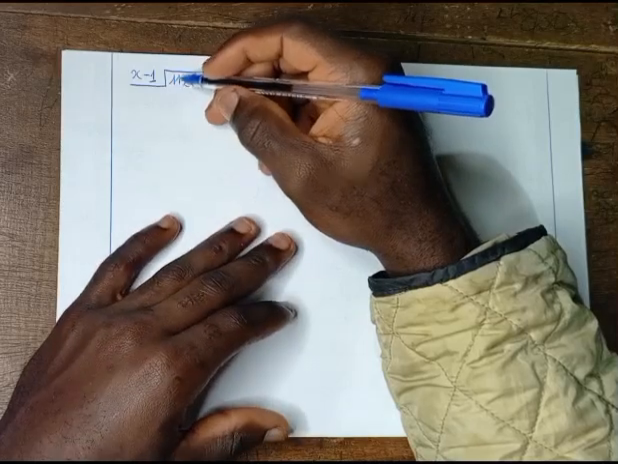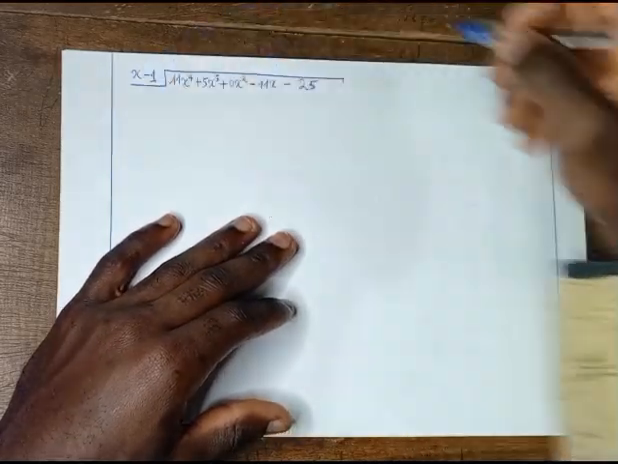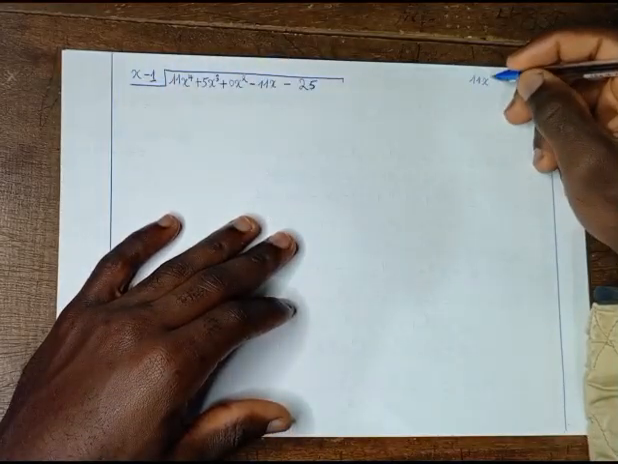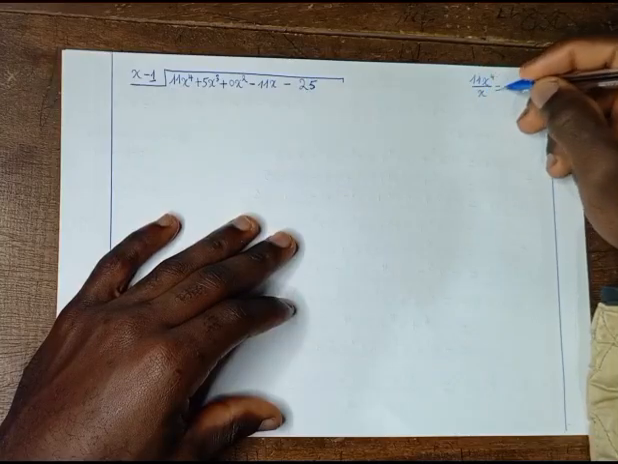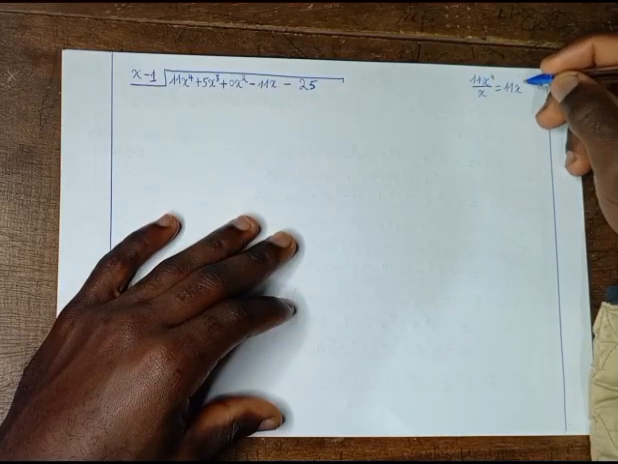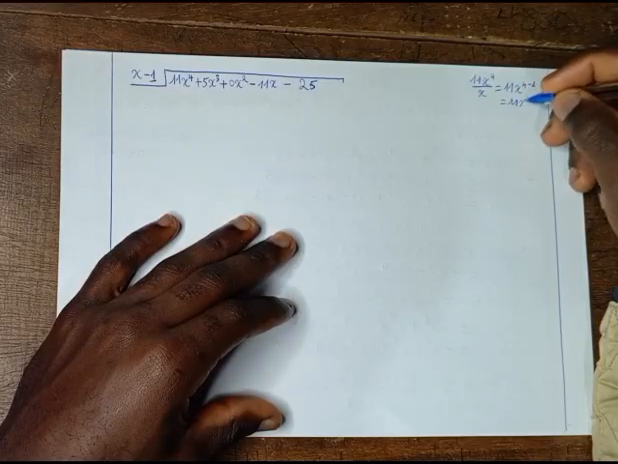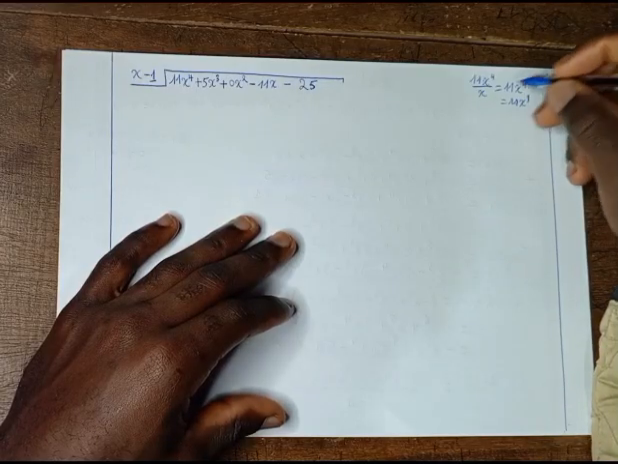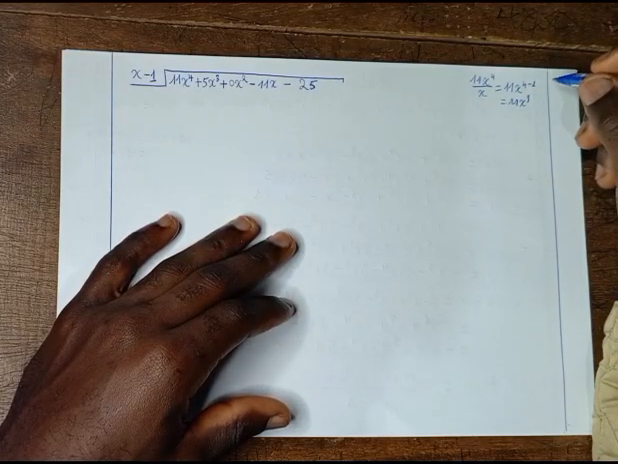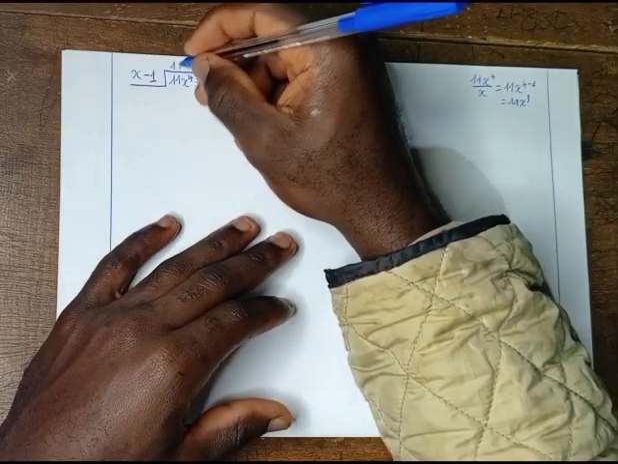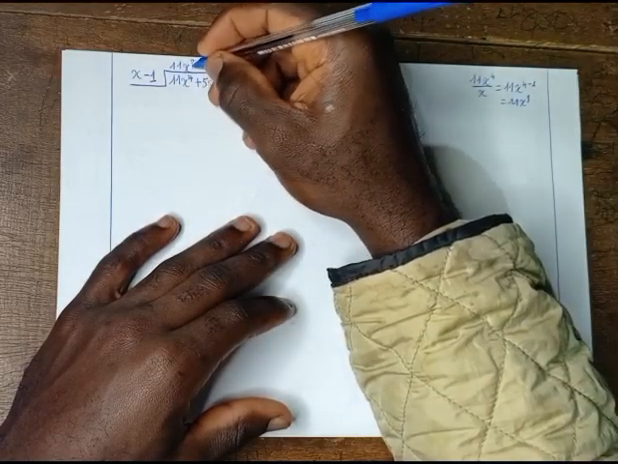We are going to take 11x to the power 4 divided by x. This will simply give us 11x to the power 4 minus 1, which is simply 11x cubed. We are applying the rules of indices here. So this will give us 11x cubed.